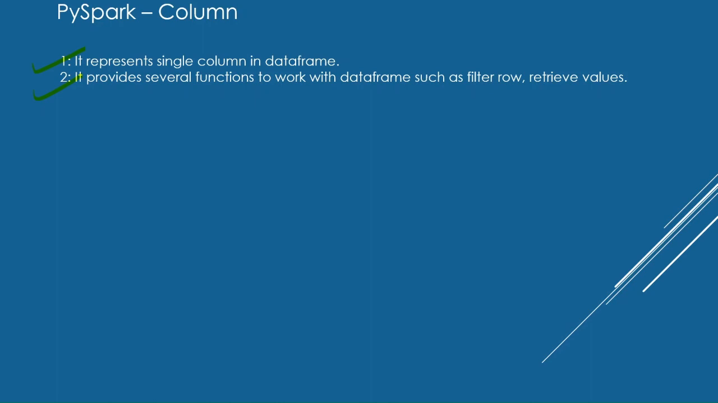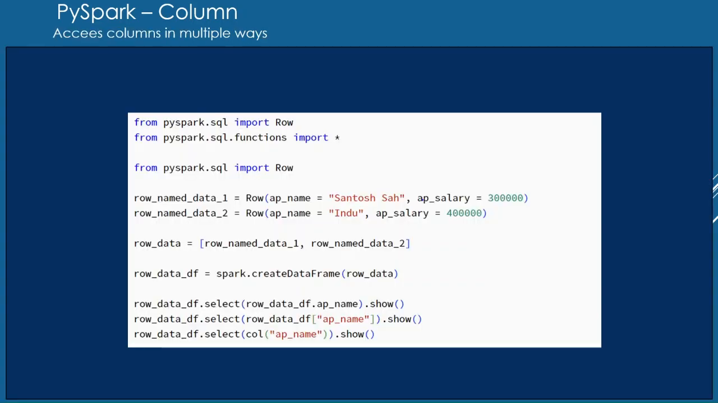We will see most of the things, which function we are able to apply on the column in PySpark. In this exercise, we are going to see how to access column from a data frame. There are multiple ways through which we can access column from a data frame.